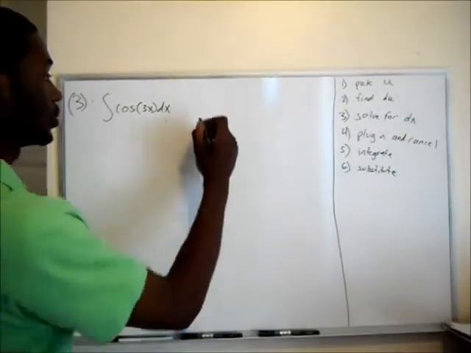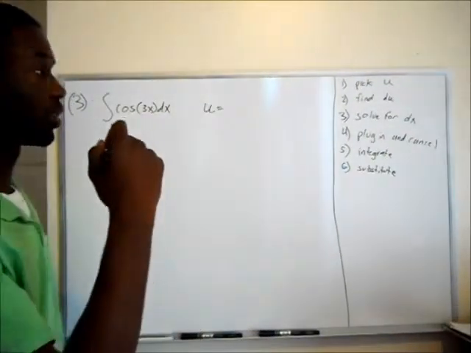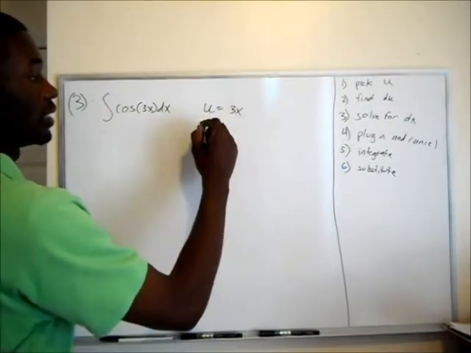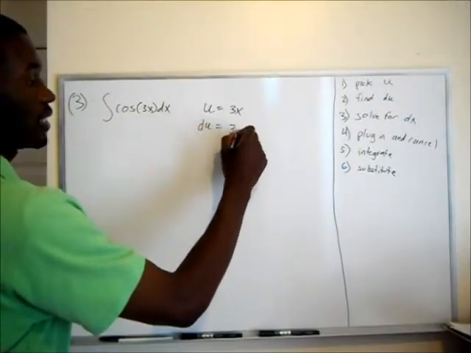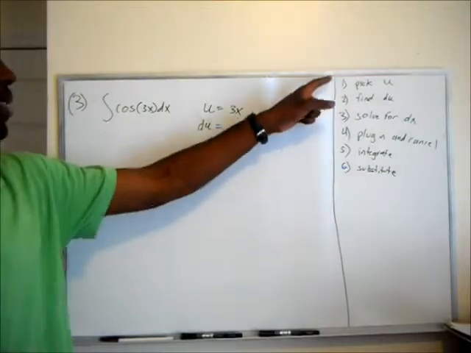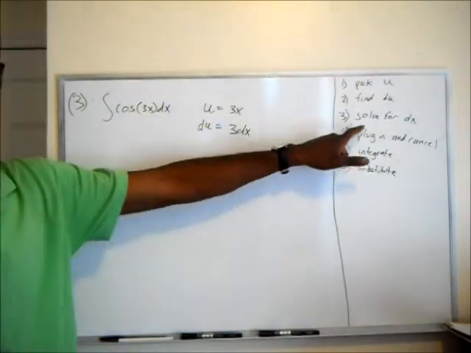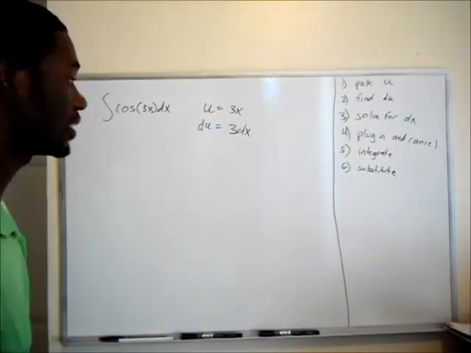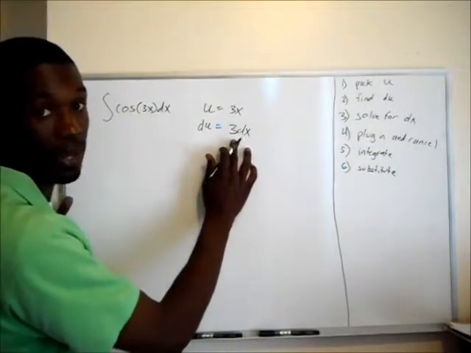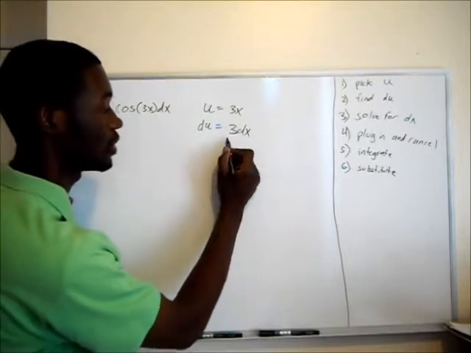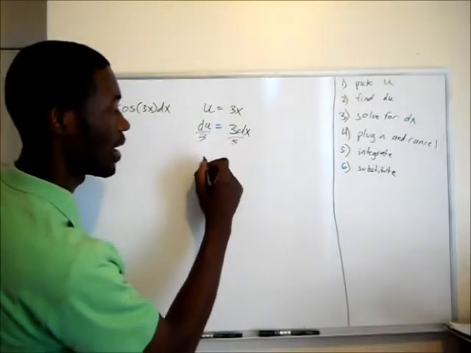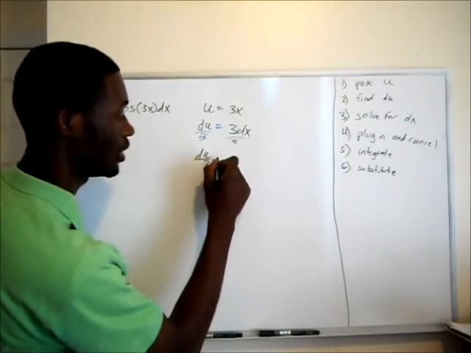u is going to be equal to 3x. du is going to be equal to 3 dx. So I picked my u, 3x, the inside function. I found du, which is 3 dx. Now I need to solve for dx. To solve for dx, I just have to divide by 3, so I get dx by itself. So divide by 3, divide by 3. I'm left with du over 3 equal to dx.